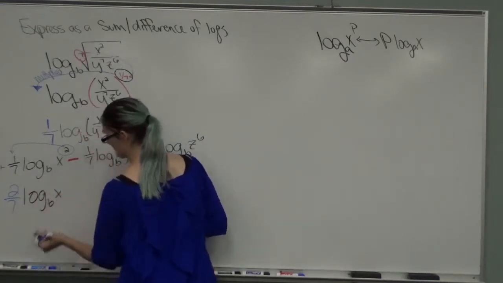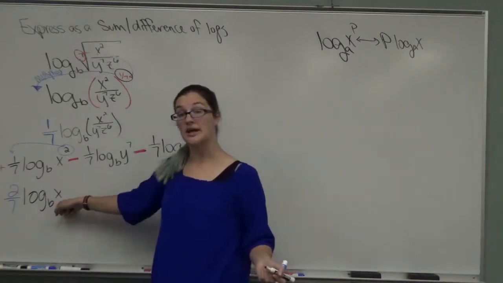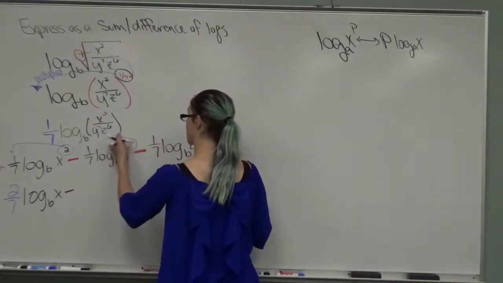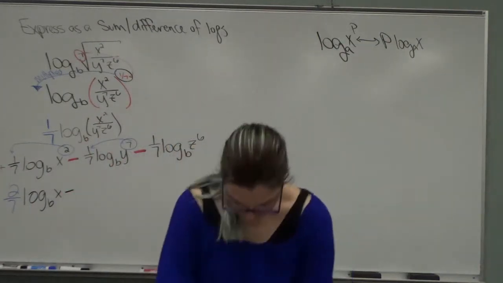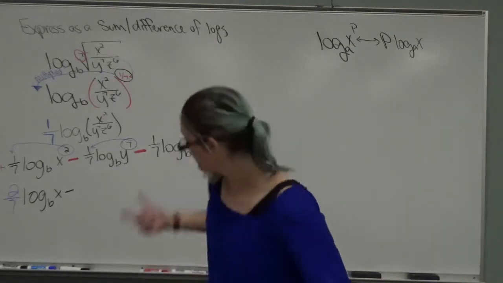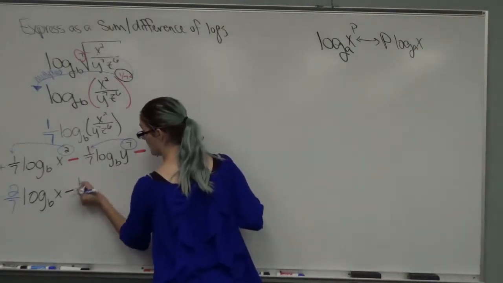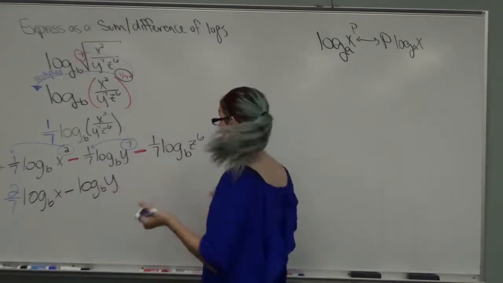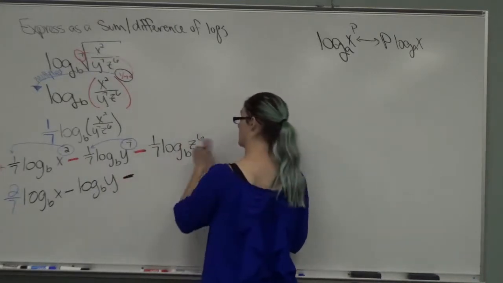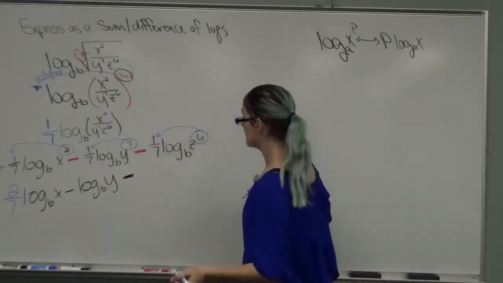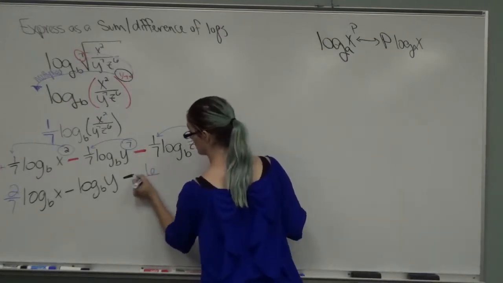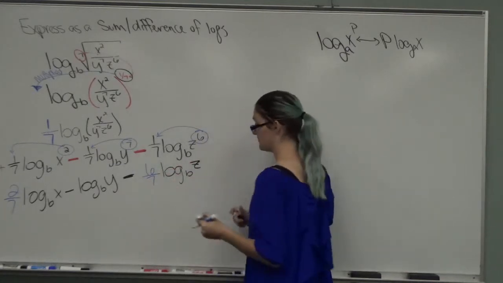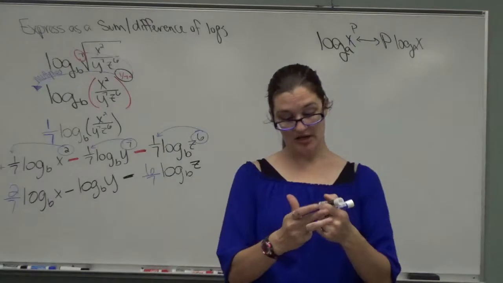Log base b of x. Inside is a single letter, so that's good. Minus, same thing here. 1/7 times 7, that's just 1. Log base b of y, single letter. Minus 1/7 times 6. 6 7ths, log base b of z. Every inside of the log is a single letter.